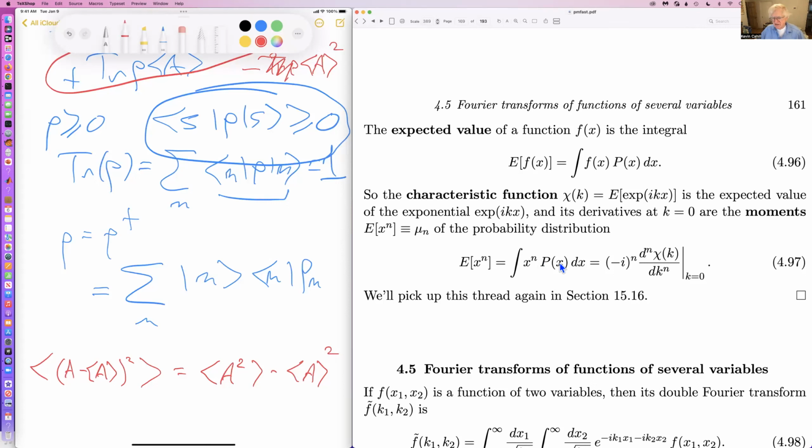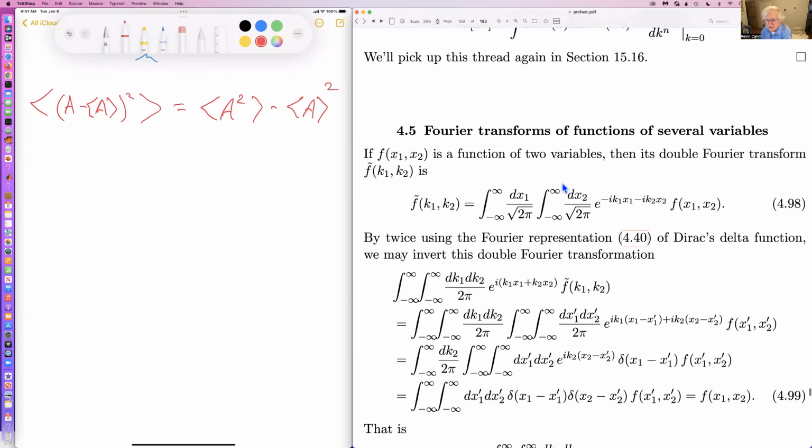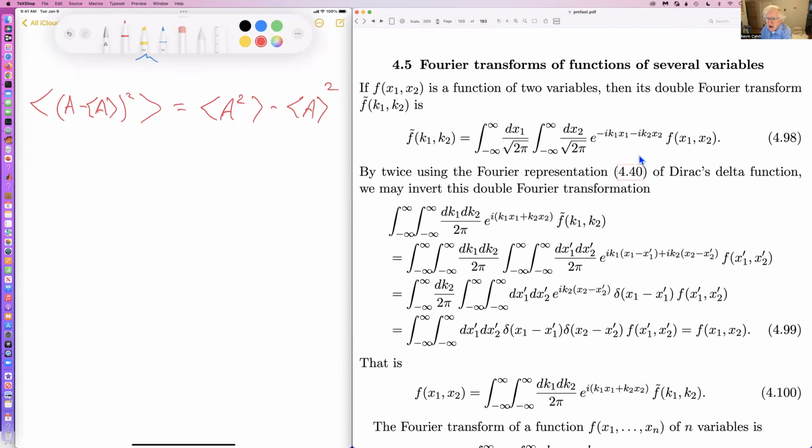Apparently, this term expected has lingered in statistics, unfortunately, and it's an unfortunate abuse of language.